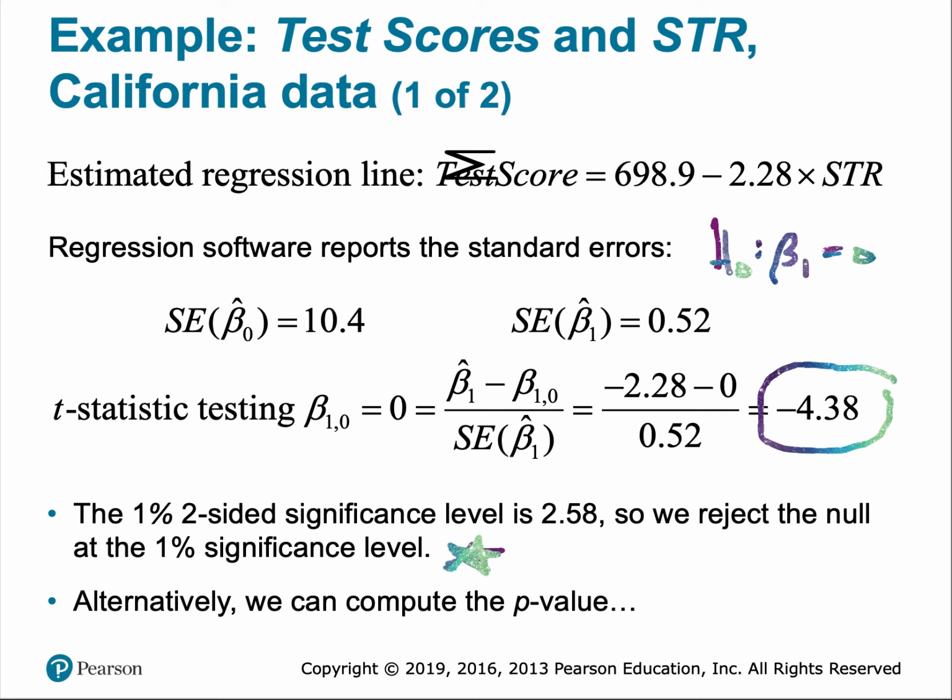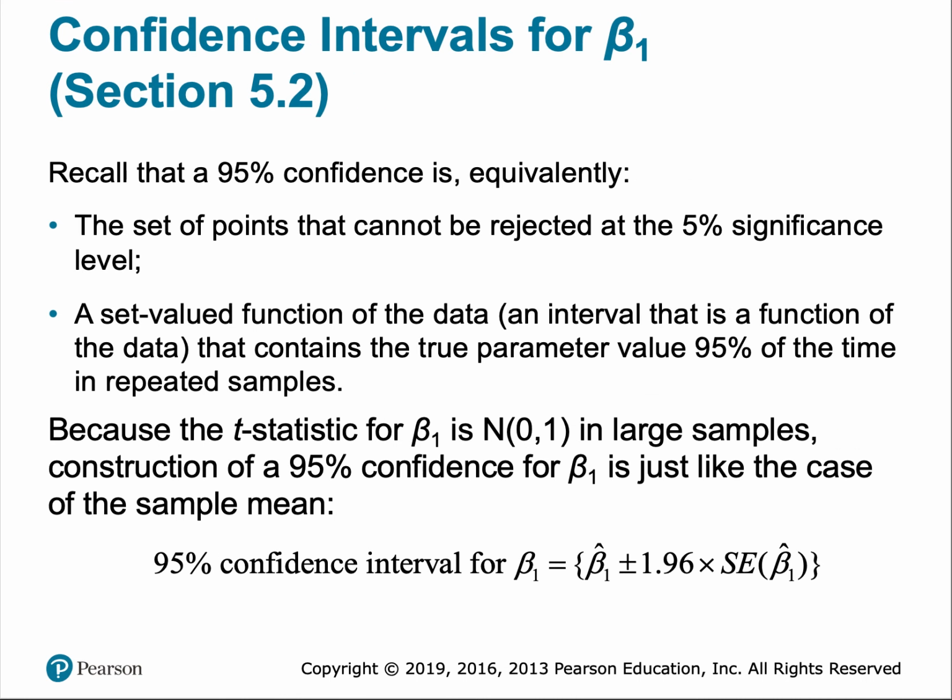In this video, we are going to discuss the construction of confidence intervals for beta 1. Recall that a 95% confidence interval is equivalently the set of points that cannot be rejected at the 5% significance level, or a set valued function of the data, which is an interval that is a function of the data, that contains the true parameter 95% of the time in repeated samples.